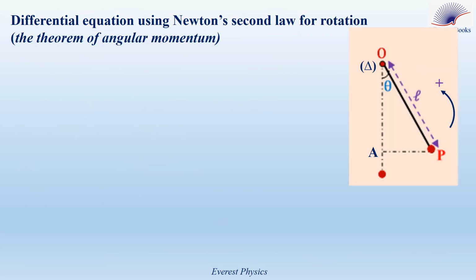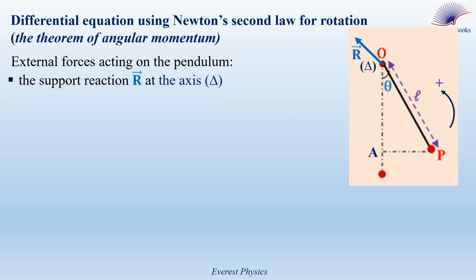After determining the differential equation using the principle of conservation of mechanical energy, we're going to determine this equation using Newton's second law for rotation. Now, this law is called in French references the theorem of angular momentum. So our system is the pendulum, and what are the external forces acting on the pendulum? We have the support reaction R at the axis delta. We draw the pendulum in a certain position during its oscillation, and in this position, R is shown on the figure. Now, the second force is the weight of the particle.